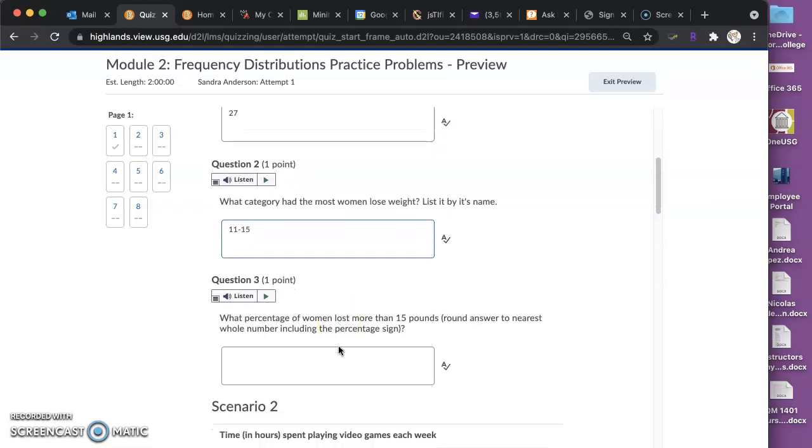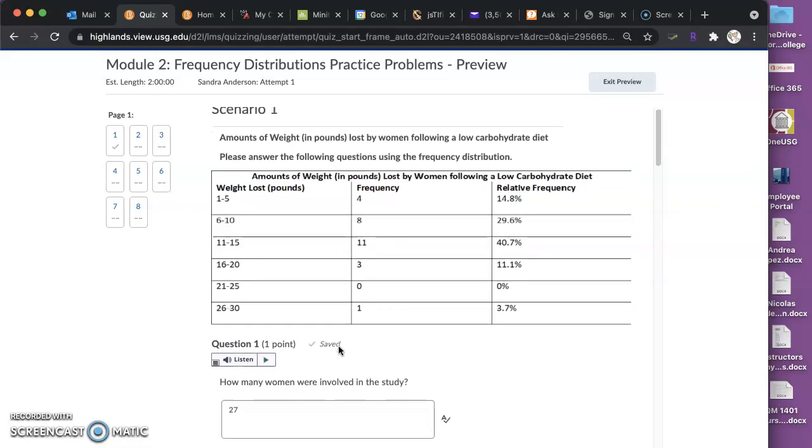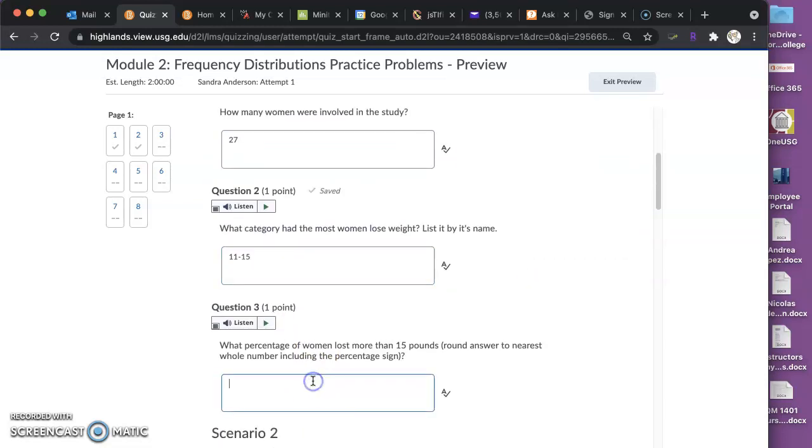What percentage of the women lost more than 15 pounds? Okay, so percentage, more than 15 pounds starts right here, because these people lost 11 to 15 pounds. So we want to go total these percentages. So 11.1 plus 3.7 is 14.8. And it says to include the percentage sign.